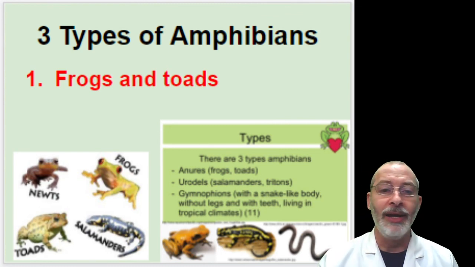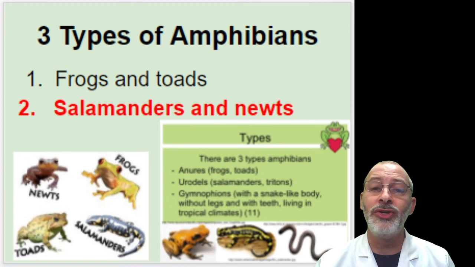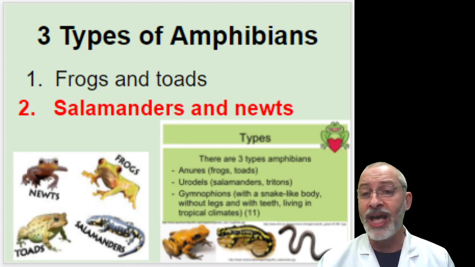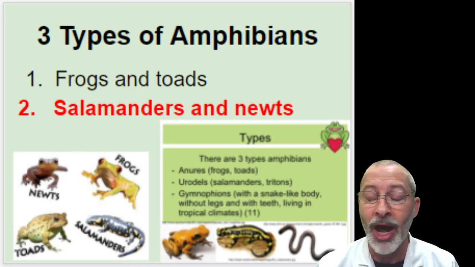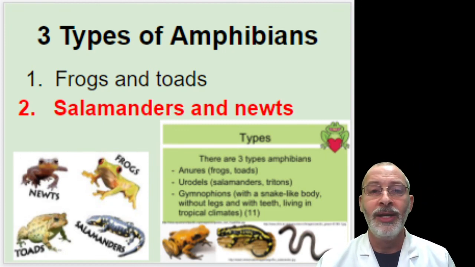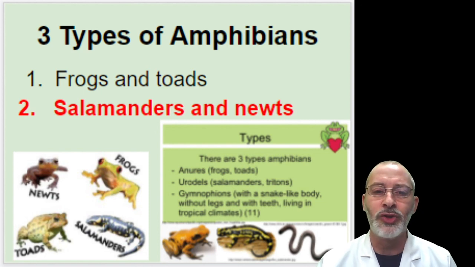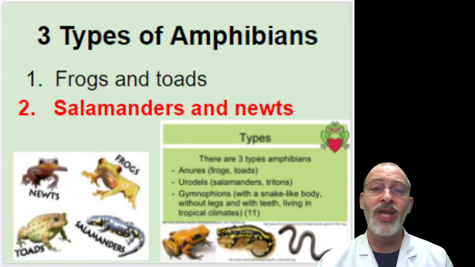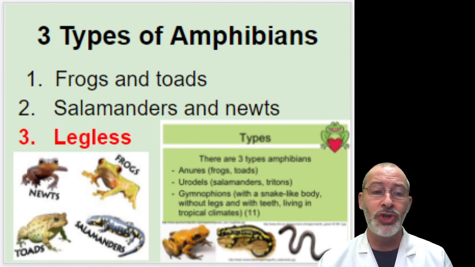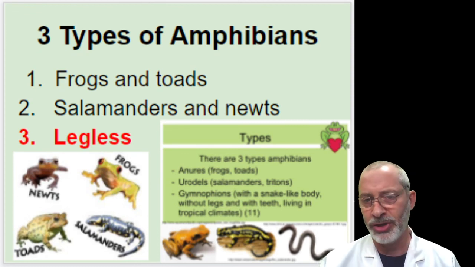All right, next group are the salamanders and the newts. One primary difference between salamanders and newts is that newts prefer more aquatic environments. Salamanders can get a little bit further away from the water, but there are other differences as well. We're not going to get into specific differences, but salamanders and newts are the second type of amphibians, which brings us to the third type of amphibians, which are the most unfamiliar kind.